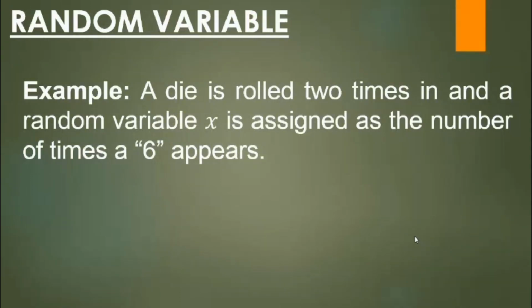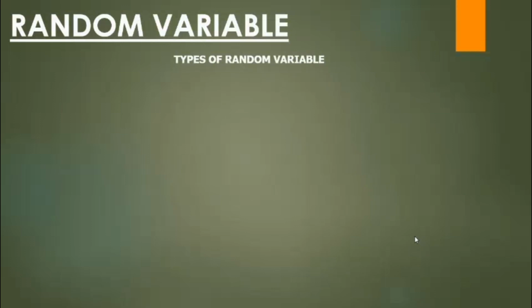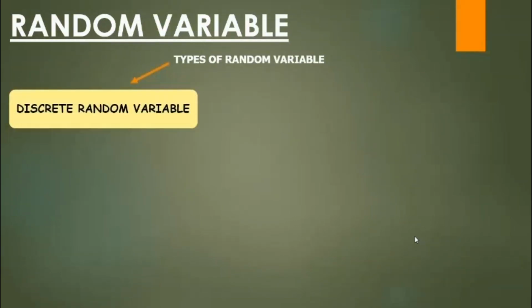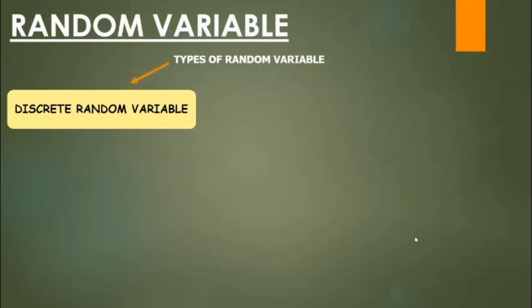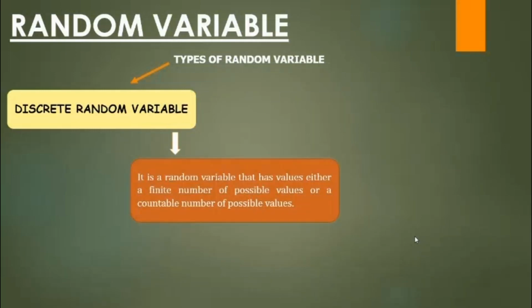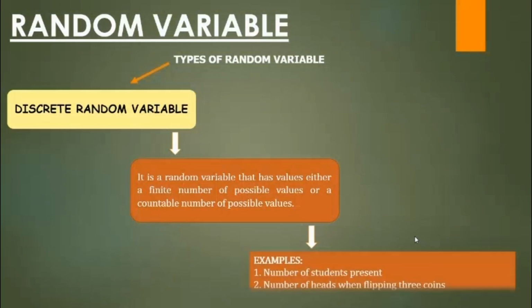So we have types of random variable. First, discrete random variable and continuous random variable. The discrete random variable is defined as a random variable that has either a finite number of possible values or a countable number of possible values. The examples of discrete random variable are: first, number of students present. Then number 2, number of heads when flipping 3 coins.